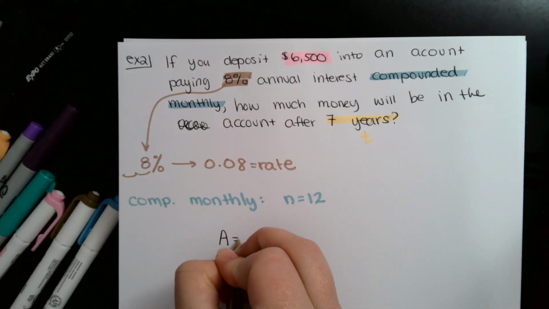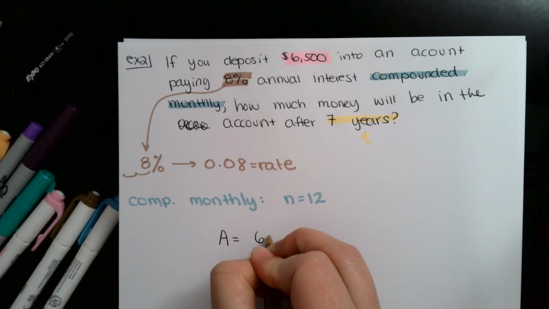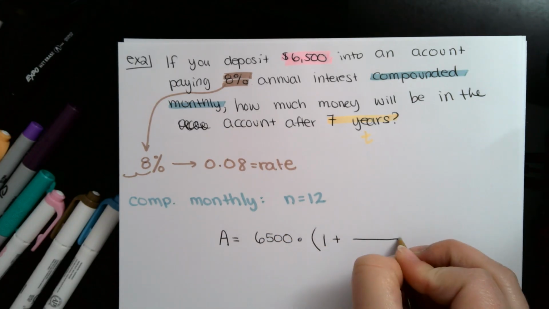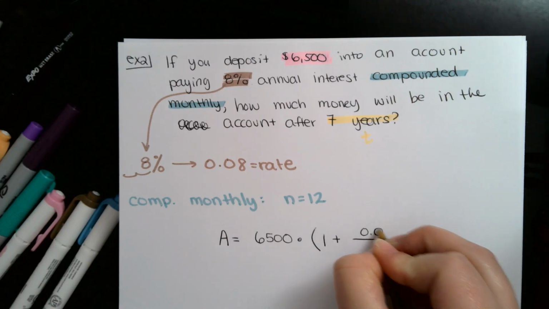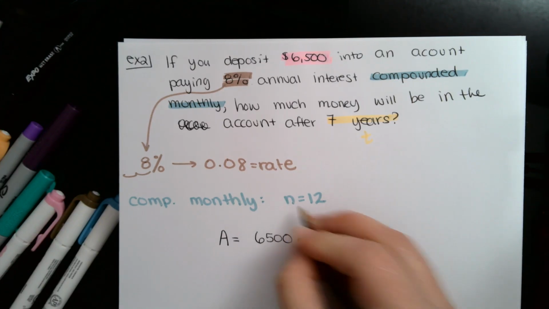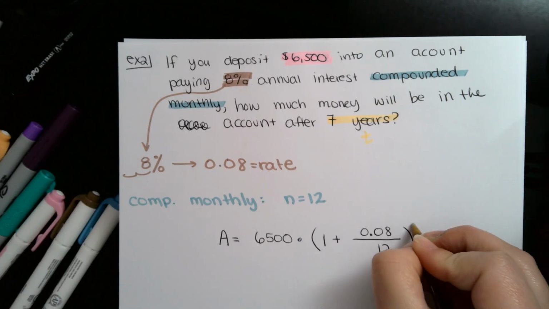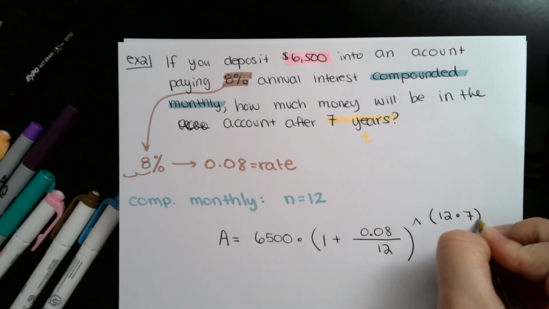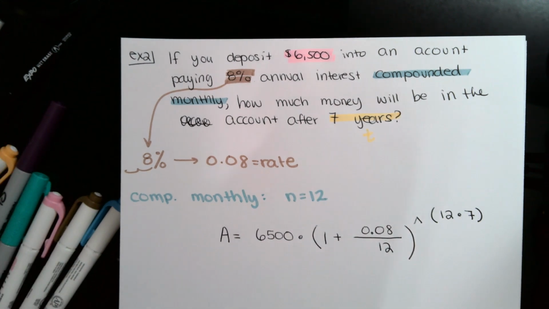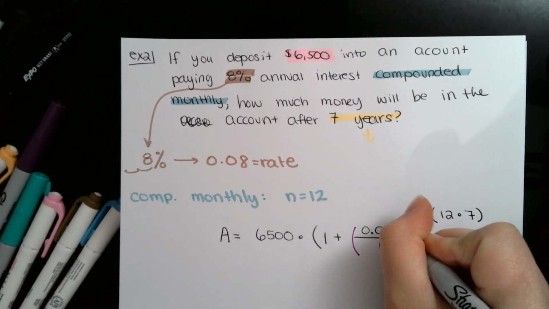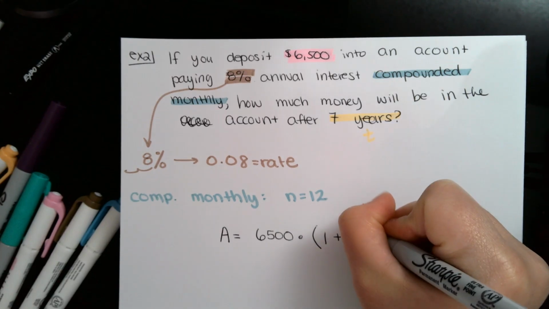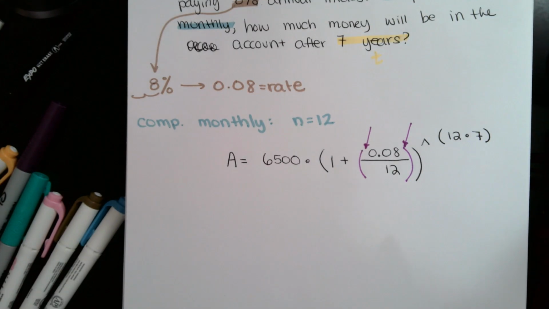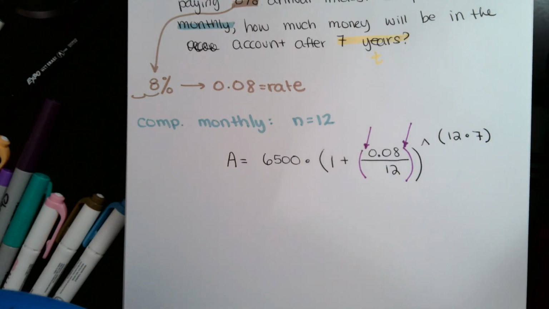So our answer A is going to equal our starting amount, $6,500, times open 1 plus fraction. Our rate is 0.08 as a decimal. The compounds we're doing is 12, close it, caret, open. Compounds is 12 for 7 years. Remember, very important, we do need to place extra parentheses around our fraction. If you do not do this, your calculator will give you the wrong answer and it will be marked wrong. This is called a calculator error. All right, let's type this in.